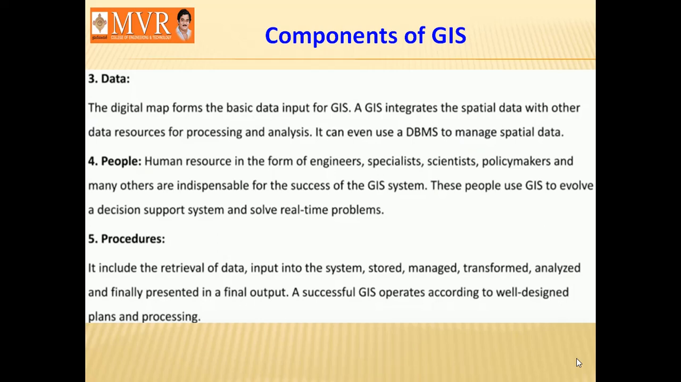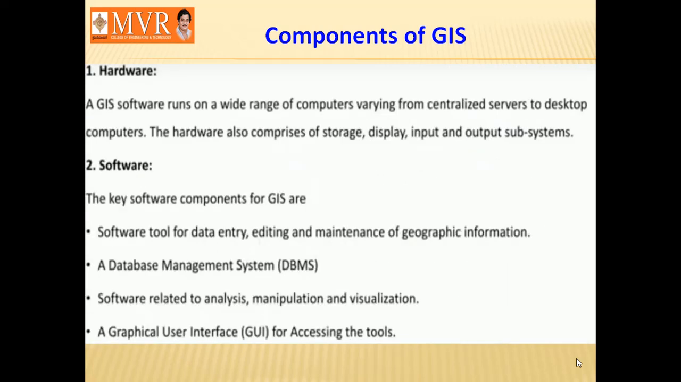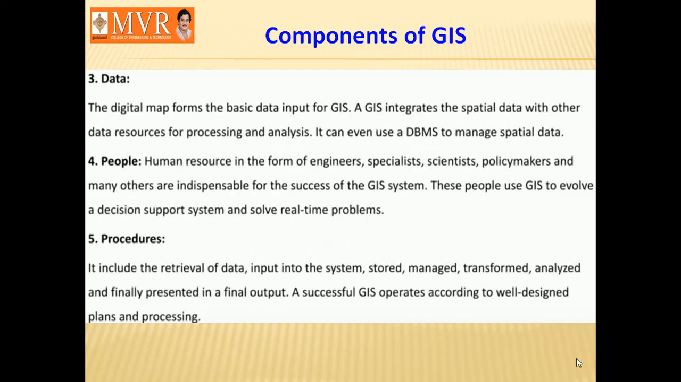A successful GIS operator means senior scientist, according to a well designed plan and processing. After that only we can give the plans, and they are doing the processing, further processing. Okay. So till now what we learned: first hardware, the components of GIS: hardware, software, data, people, procedure. These five are very important GIS components.